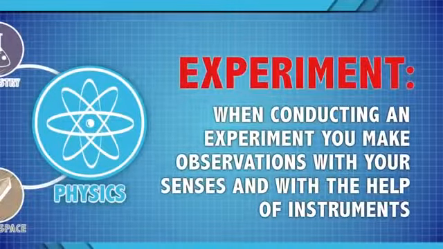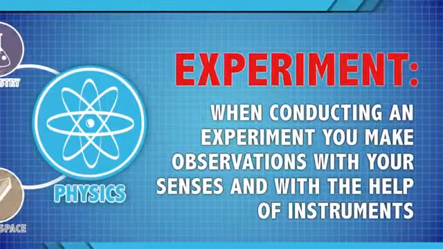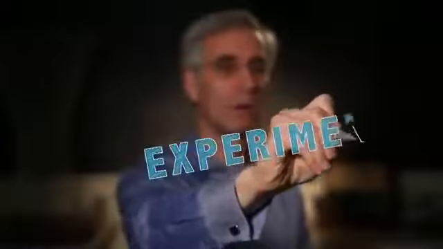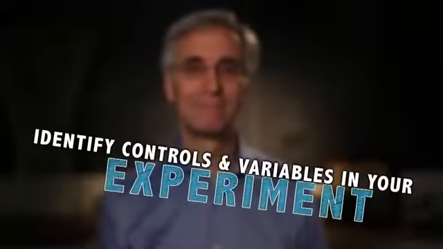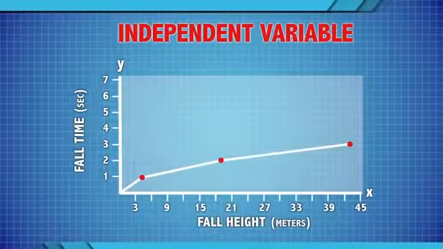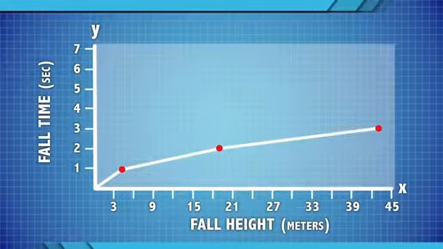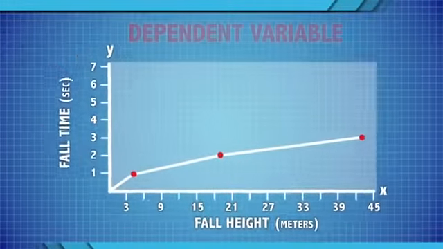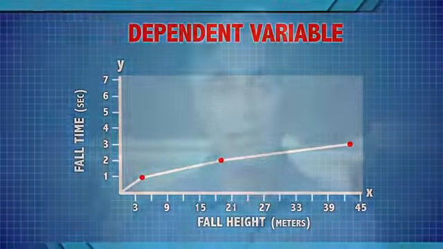Experiment. When conducting an experiment, you can make observations with your senses and with the help of instruments. The variable that you can control is the heights of the building, the independent variable. The thing you can't control, that you're measuring, you're observing, is the fall time. And technically that's called the dependent variable. To be meaningful and useful, an experiment has to be reproducible. If every time you do the experiment you get a different random result, it's not much of an experiment at all. You certainly can't use the results.